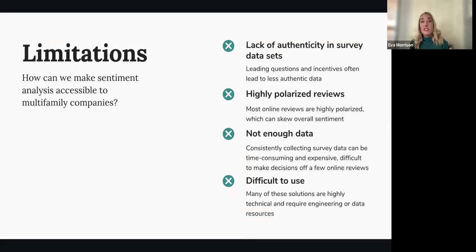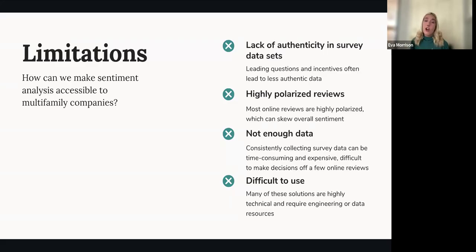But some of the existing solutions and ways that folks are using sentiment analysis have limitations. One of the big ones is that there's often a lack of authenticity in survey data. The way we write surveys, we often include leading questions. We have an idea of the outcome we're trying to get or the answer we hope to have, and we write the questions to get that. So writing truly agnostic surveys is really challenging, and those leading questions, and the fact that we have to incentivize folks to fill out surveys or leave feedback, lead to slightly less authentic data.